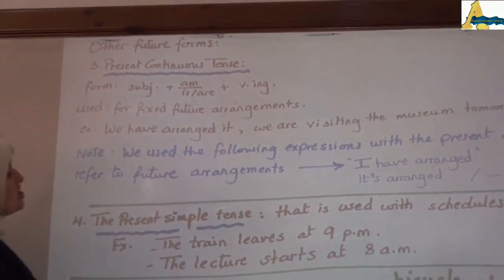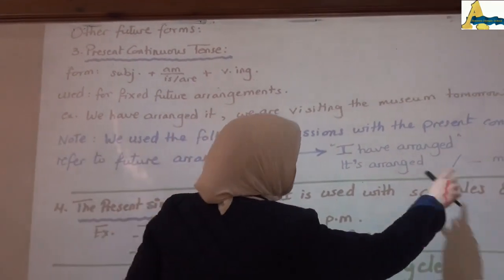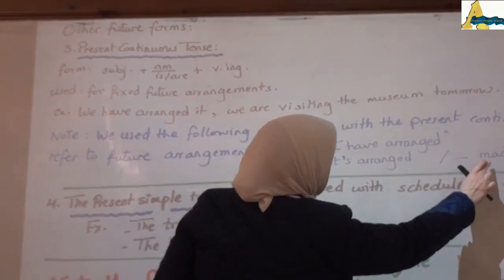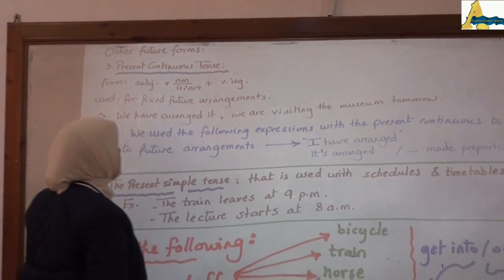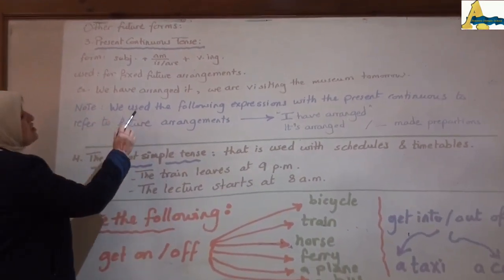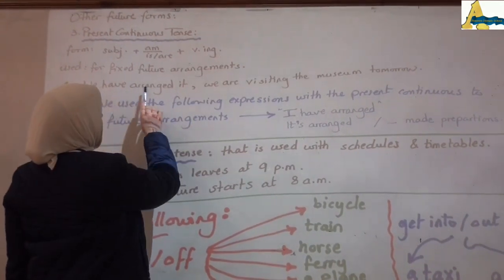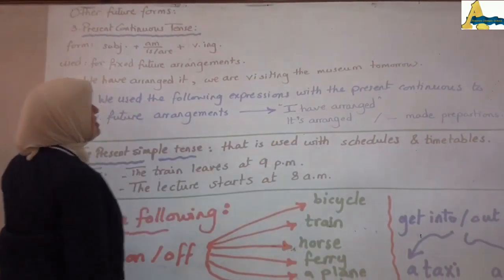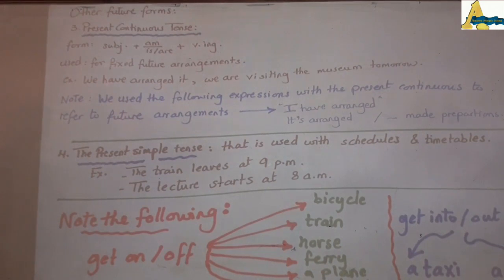We have arranged it. It is, I have arranged it, as I said before, I made some preparations. We are visiting the museum tomorrow. We used the following expressions. I have arranged it with the present continuous to refer to the future arrangements.